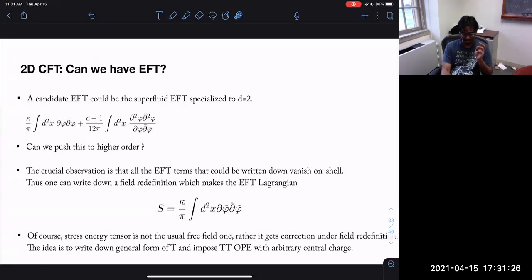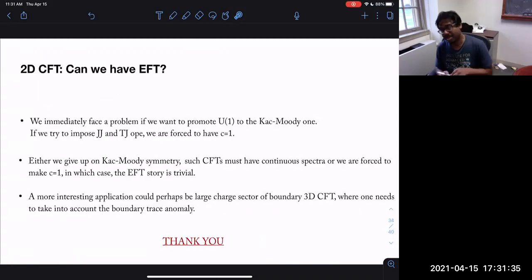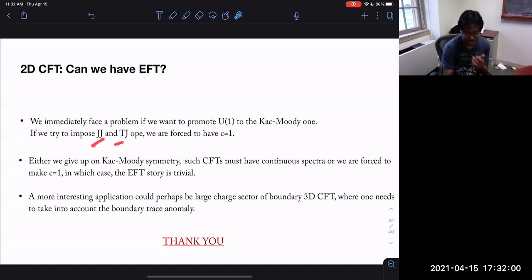But there is some immediate problem if you also try to impose something else that we know about 2D CFT. We know that if we have a discrete spectrum, then any U(1) symmetry in a 2D CFT should be promoted to the Kac-Moody U(1). So there is a left-moving U(1) and a right-moving U(1), and it gets promoted to the Kac-Moody U(1). So if your state omega is not only a Virasoro primary, but a Kac-Moody primary, then you also have to impose JJOPE and TJOPE.